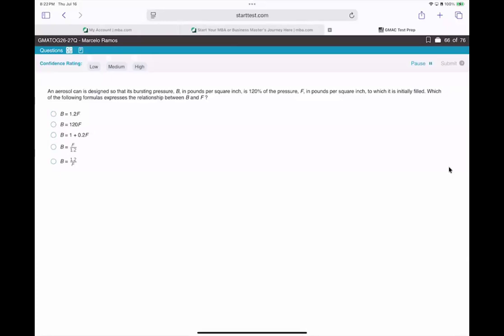B is 120% of the pressure F, sorry. Is it A or not?